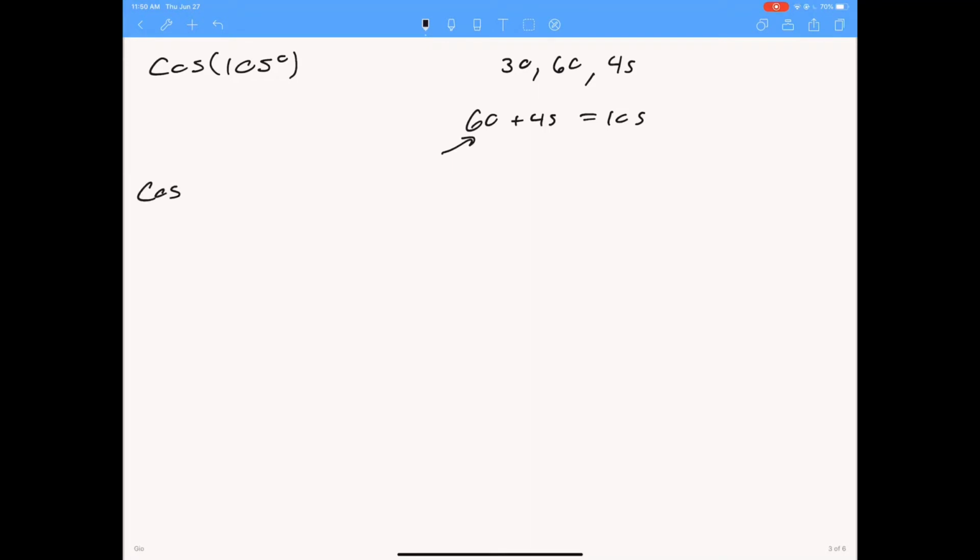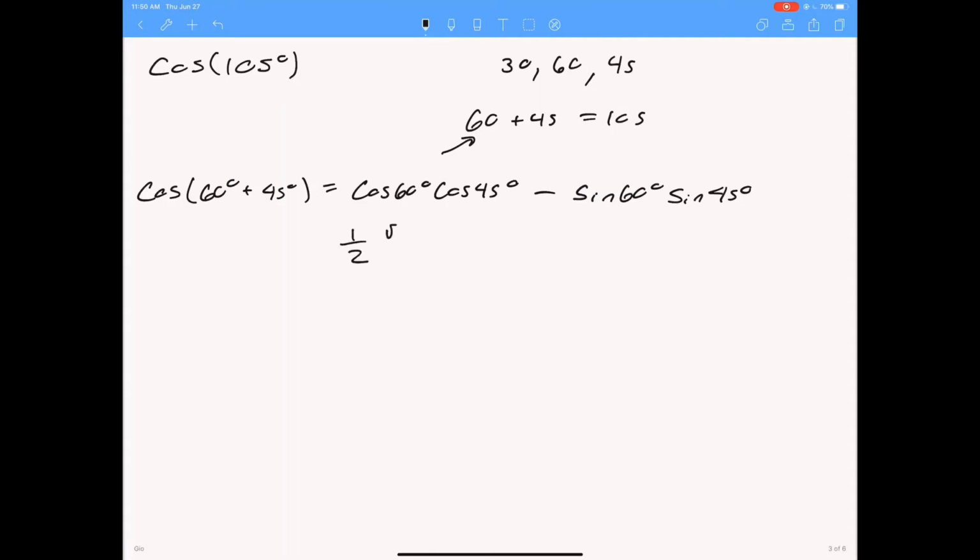So cosine of 105 degrees is the same as cosine of 60 degrees plus 45 degrees. So we'll just have to follow our formula. So that's cosine of 60 degrees times cosine of 45 degrees. So plus there, so minus here. Sine of 60 degrees and sine of 45 degrees. And now just to evaluate. Cosine of 60 is 1/2. Cosine of 45 degrees is root 2 over 2. Minus sine of 60 is root 3 over 2, and then sine of 45 is root 2 over 2.